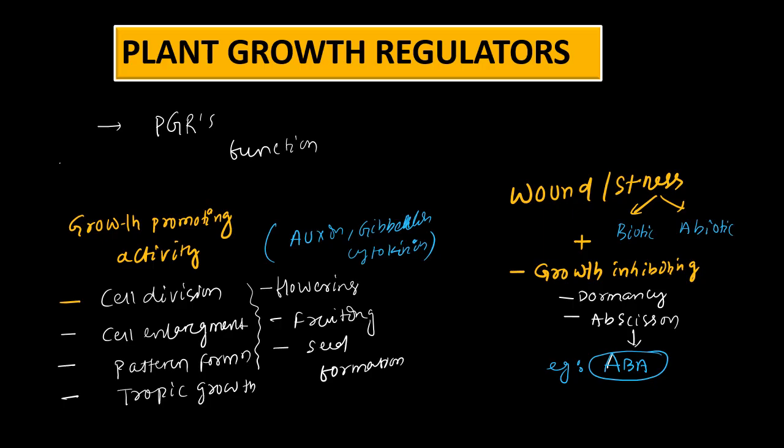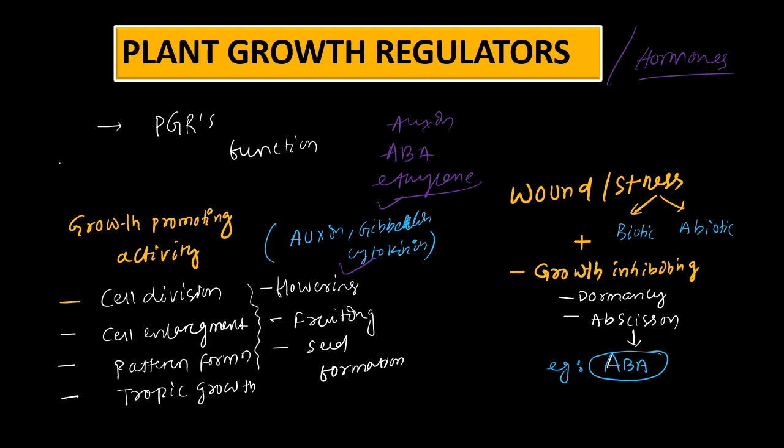The plant growth regulators are also known as hormones. These hormones help in different types of growth and development. The different hormones are auxin, gibberellin, cytokinin, abscisic acid, and ethylene. These are the major hormones that affect plant growth and development. In NCERT, or according to NEET, we study these hormones.